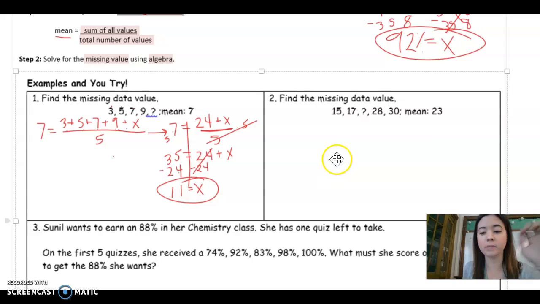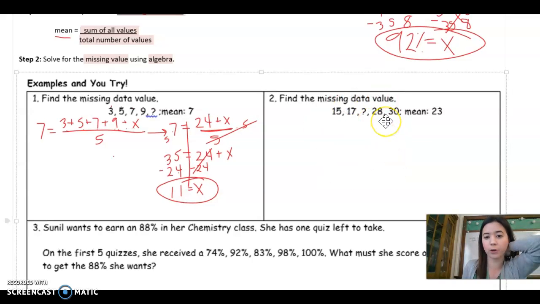Go ahead, pause me, and see if you can set number 2 up correctly. So I want you to set it up like this, and then unpause me when you're ready to check and see if you set it up correctly.